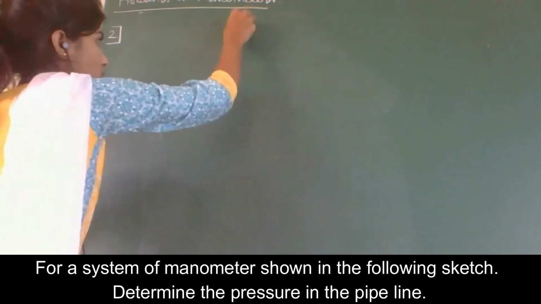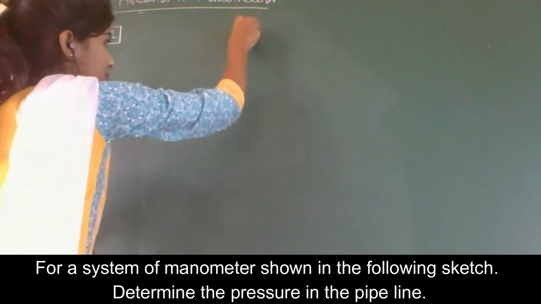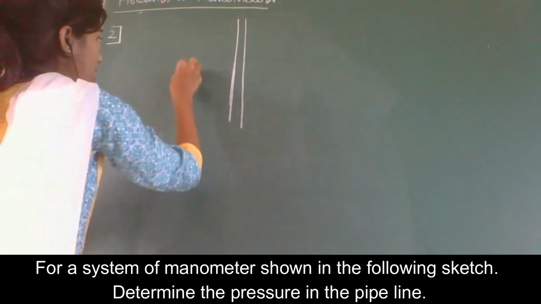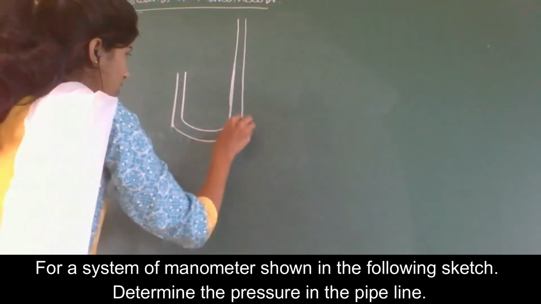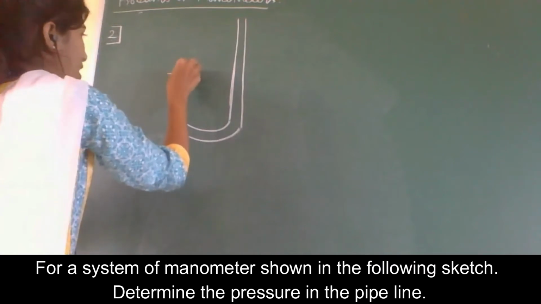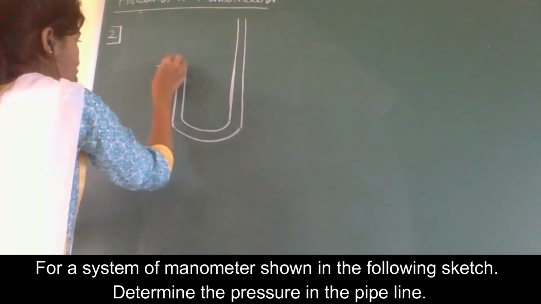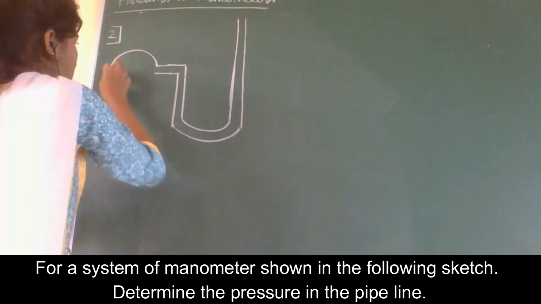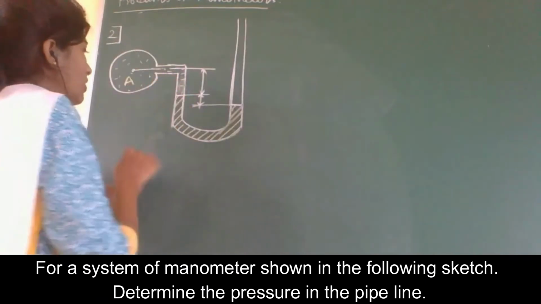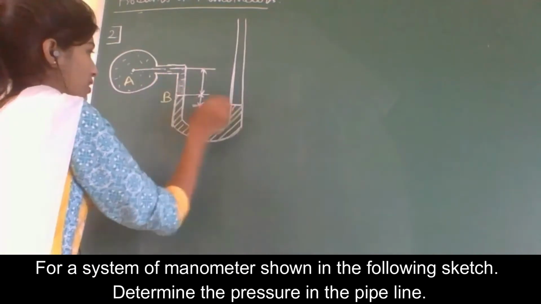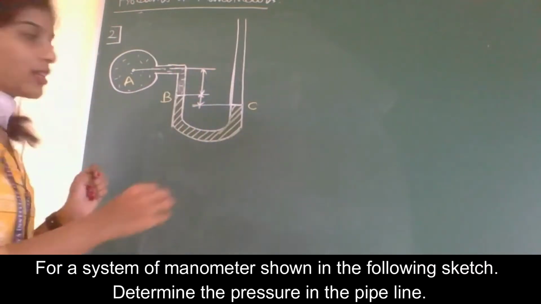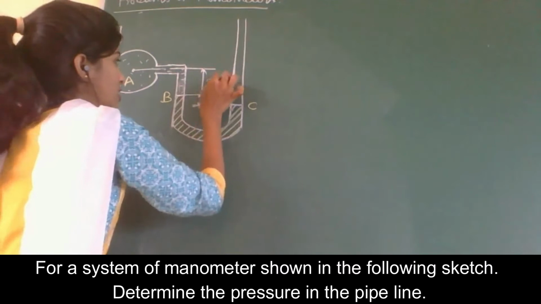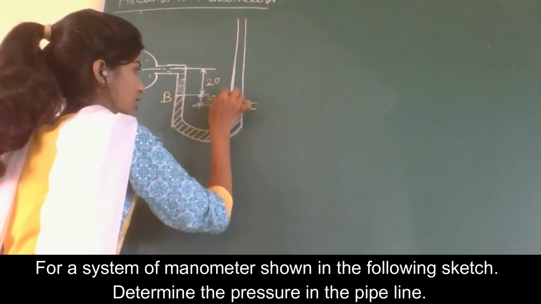So here they have given the sketch. You don't have to write the sketch. For the given sketch, you have to calculate what is the pressure inside the pipeline. So we will name this as B and this as C, and the height differences they have given as 20 and 30 centimeter.